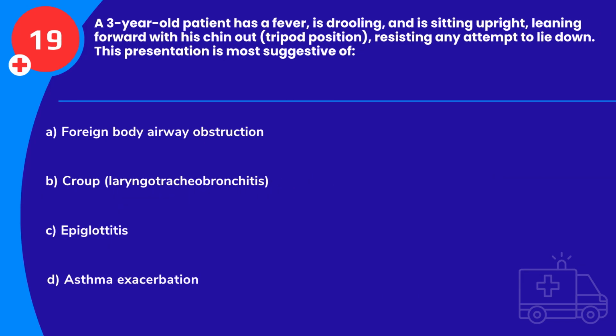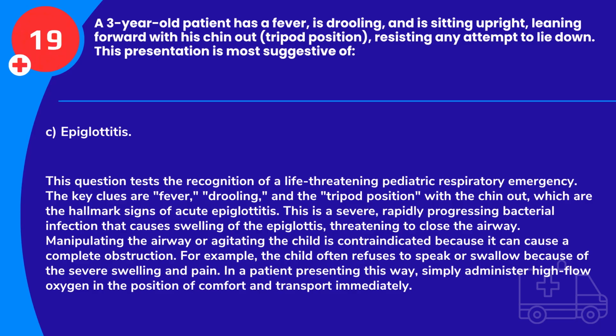Question 19. A 3-year-old patient has a fever, is drooling, and is sitting upright, leaning forward with his chin out, tripod position, resisting any attempt to lie down. This presentation is most suggestive of A. foreign body airway obstruction, B. croup, laryngotracheobronchitis, C. epiglottitis, D. asthma exacerbation. Answer: C. Epiglottitis. This question tests the recognition of a life-threatening pediatric respiratory emergency.